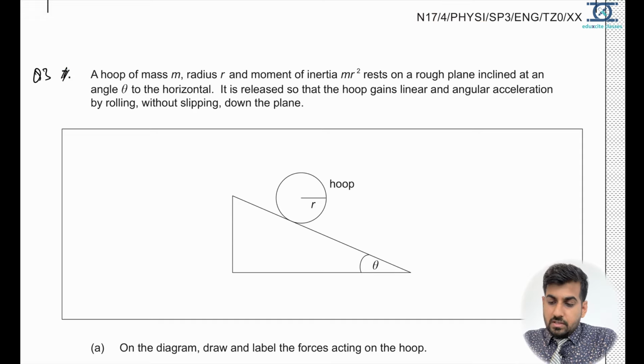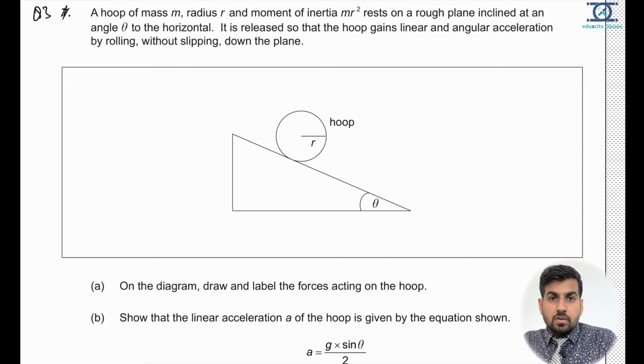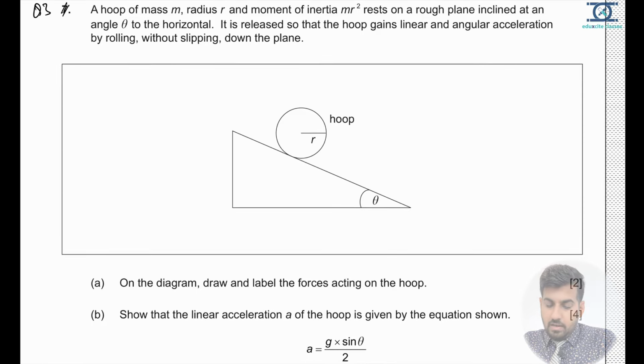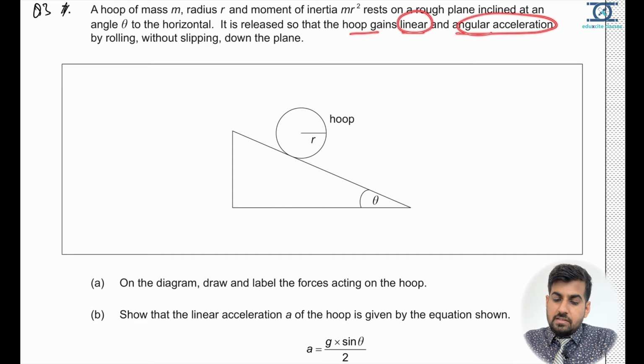Okay, so look at this question. Pause the video and try to solve A and B as well. Okay, so you can see here the question is given in such a way that it is a rough plane, so definitely friction will act. Whenever the word rough is there, it means friction will come into the picture. It is released so that the hoop gains linear as well as angular acceleration by rolling without slipping down the plane. Now rolling without slipping, again I am saying the point has zero velocity and all other linear velocity is v, which is equal to omega r.